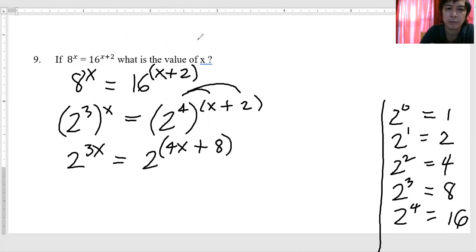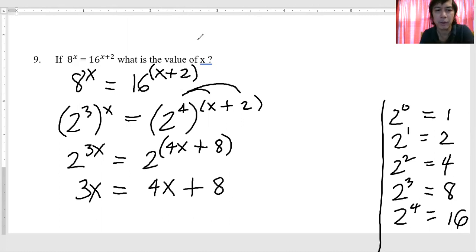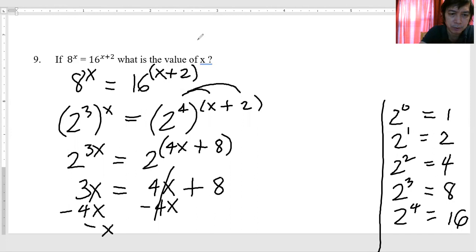And you now have the left and the right side of the equation having the same base 2. You can now drop the bases and equate the exponents. So you now have 3x equal to 4x plus 8. And then you can isolate the x by way of subtraction. We subtract 4x and 4x. This zeroes out. You have here a negative x, and this equates to 8. And we're not yet done.